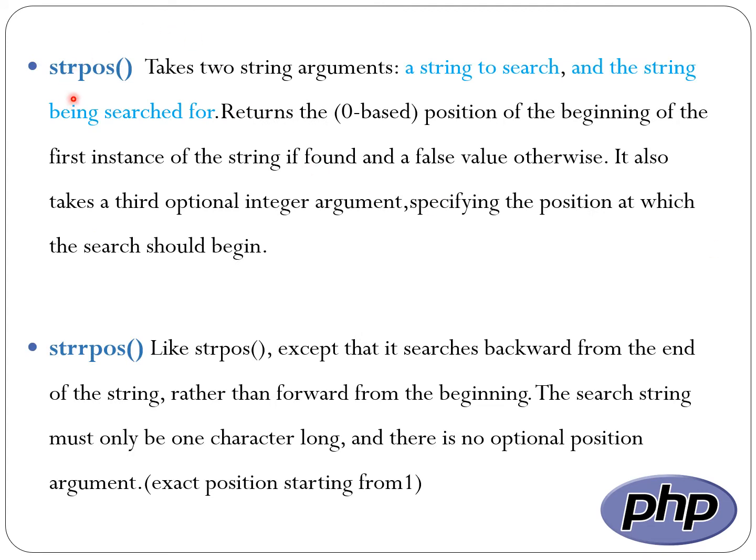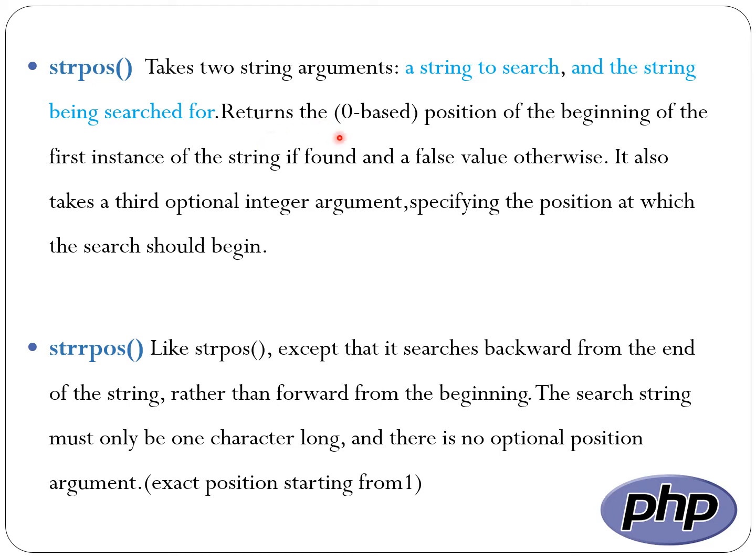The next string function is strpos, which stands for string position. This function takes two string arguments. The first one is the string to search, and the second one is the string being searched for, that is, the string in which the search should happen.